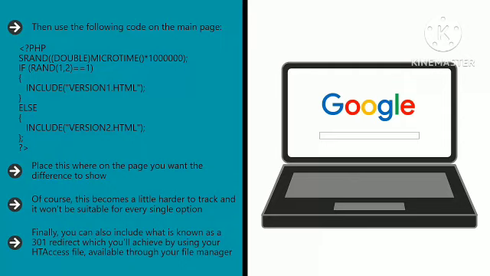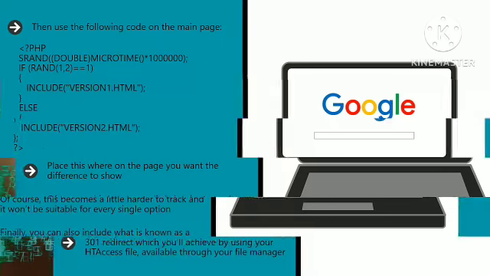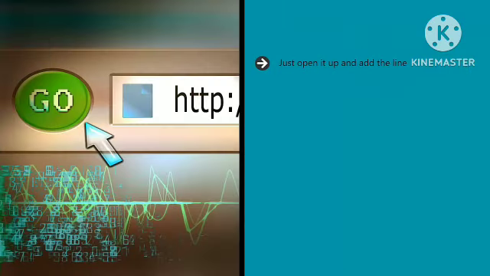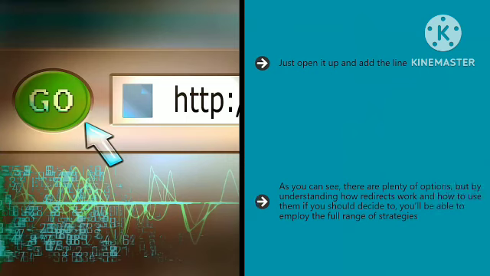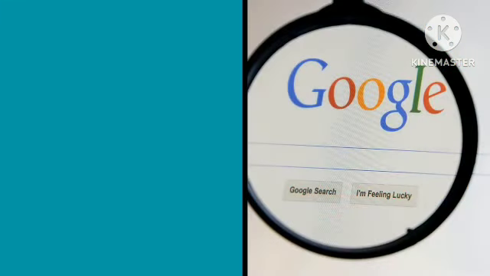Finally, you can also include what is known as a 301 redirect, which you'll achieve by using your htaccess file available through your file manager. Just open it up and add the line. As you can see, there are plenty of options, but by understanding how redirects work and how to use them if you should decide to, you'll be able to employ the full range of strategies.